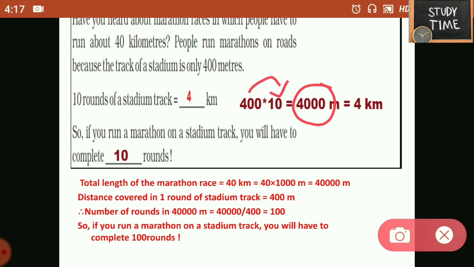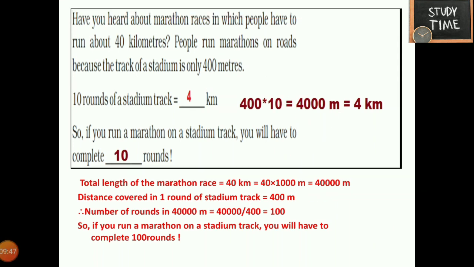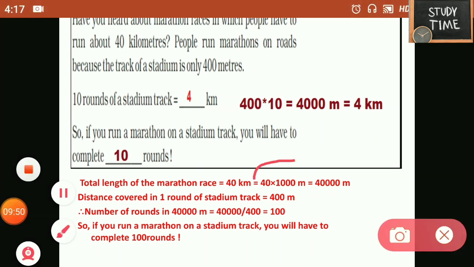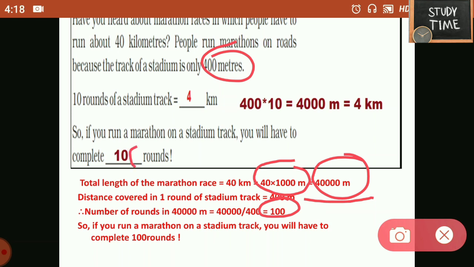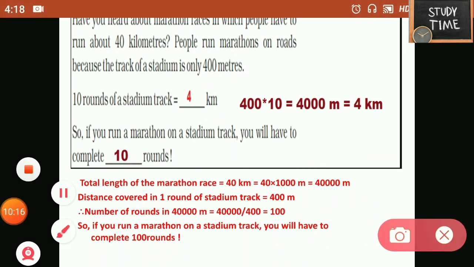So if you run a marathon on a stadium track, you will have to complete how many rounds. See, I have explained here with steps. So 40 into 1000, that is 40,000. Distance covered in one round of stadium track is, they have given 400. See here they have given. Number of rounds is 40,000 divided by 400, that is 100 rounds. So you got 100 rounds. Here it is 100. Mark, this is 100.